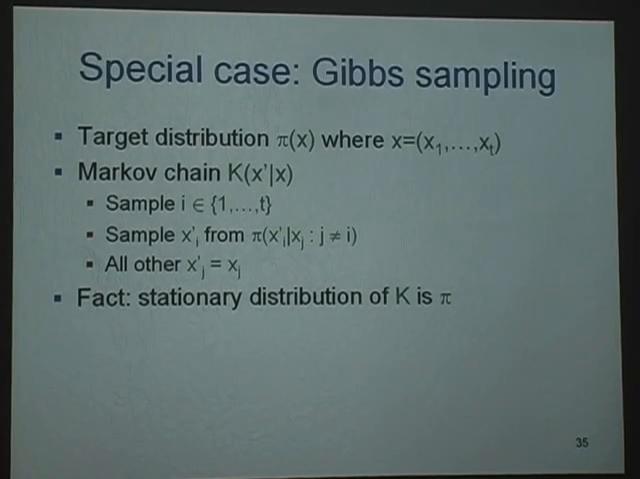A special case of MCMC is called Gibbs sampling. This is when the target distribution is over an x which is divided into variables, so x is x1 through xT. The idea in Gibbs sampling is that x is like this vector. At each time, we pick one of the components of x, say i, and then we resample the value of xi conditional on everything else. And then we leave everything else alone. So we just repeatedly pick a component, resample it, pick another component, resample it, and so on. That's how the Markov chain goes. And it's a fact that the stationary distribution of this process is pi. You can show that with a little bit of algebra. So this is an MCMC algorithm for pi. Whether or not it's practical will depend on whether we can do that second step efficiently. That is, can we sample the ith component of x given all the other components of x?